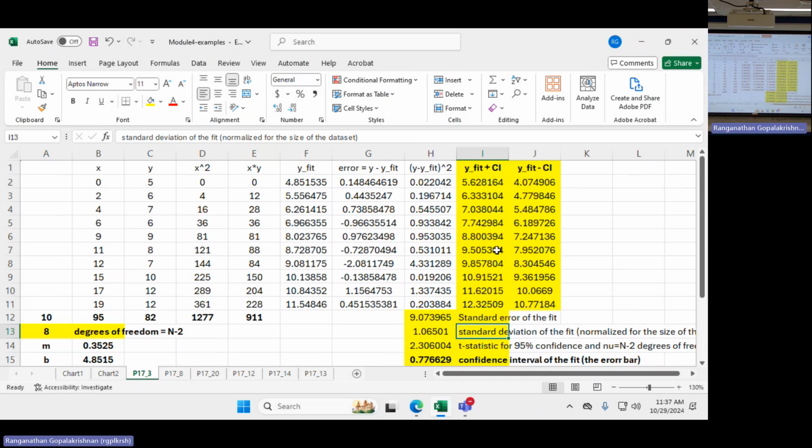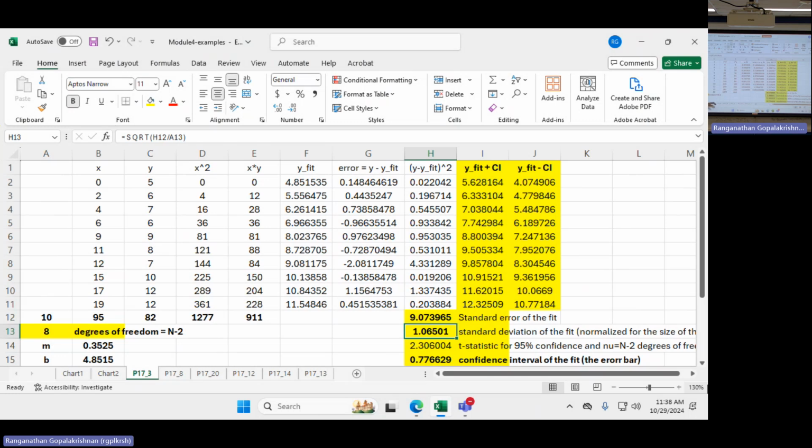Okay, so you have standard error of the fit. Are we together up to here? Yes. So then you need to look at the number of observations, which is 10, and degrees of freedom, which is 10 minus 2, 8. So I take the degrees of freedom, I take the standard error, divide them to get the standard deviation. So standard deviation is square root of S divided by nu.